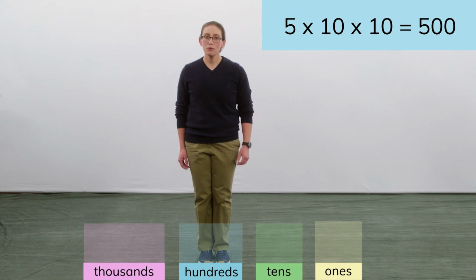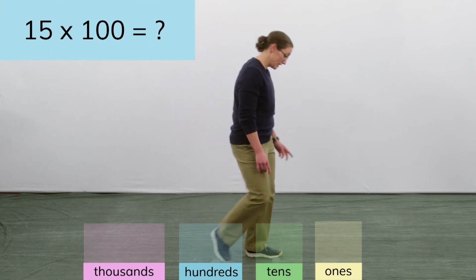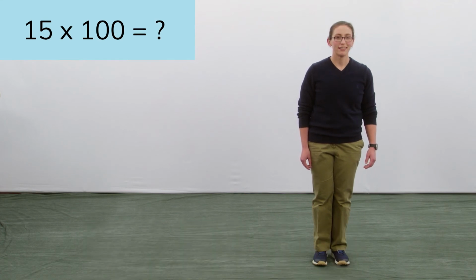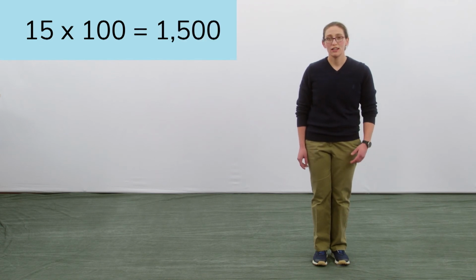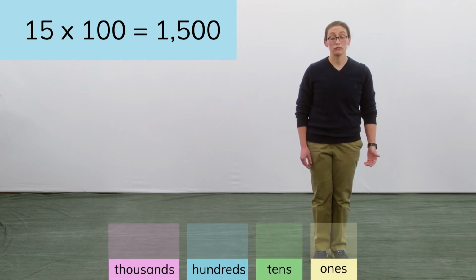But I wonder what would happen if we multiplied a 2-digit number. Let's try 15 times 100. See what happens to the digits. I'm thinking about it. It's a little tricky, but I got 1,500. Let's do some shifting and see if the same thing happened.